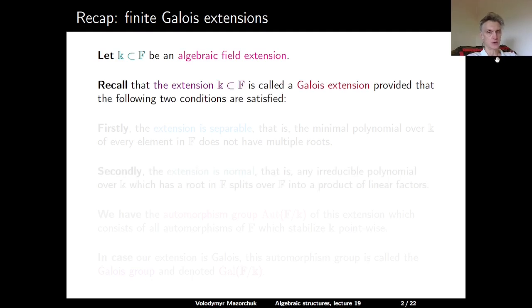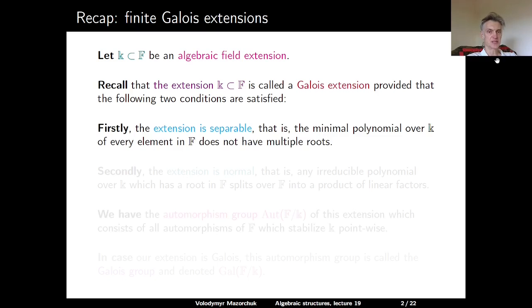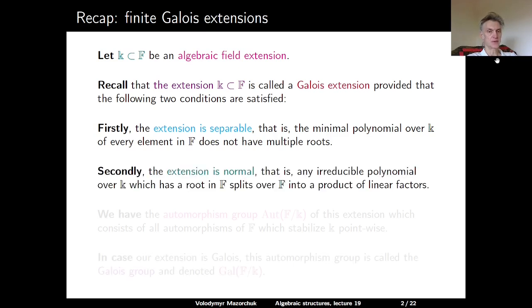Recall that this extension is called a Galois extension, provided that the following two conditions are satisfied. First of all, this extension is separable, which means that the minimal polynomial over the smaller field for every element in the bigger field shouldn't have multiple roots. And the second condition is that this extension is normal. This means that any irreducible polynomial over K, over the smaller field, which has a root in a bigger field, must split over this bigger field into a product of linear factors.